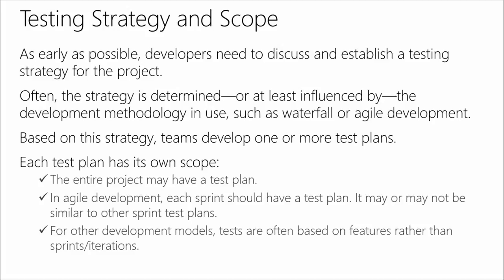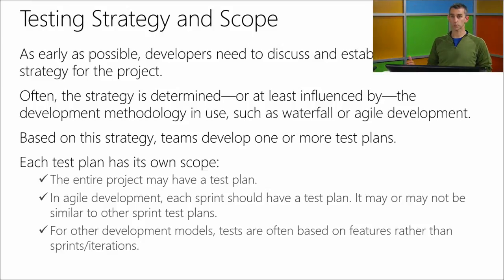Can you talk a little bit more about those, the scope of these plans? Sure. So in the Waterfall methodology, the test plan is going to include everything for the project end to end. In the Agile, it's going to include whatever is in that 2-week sprint.